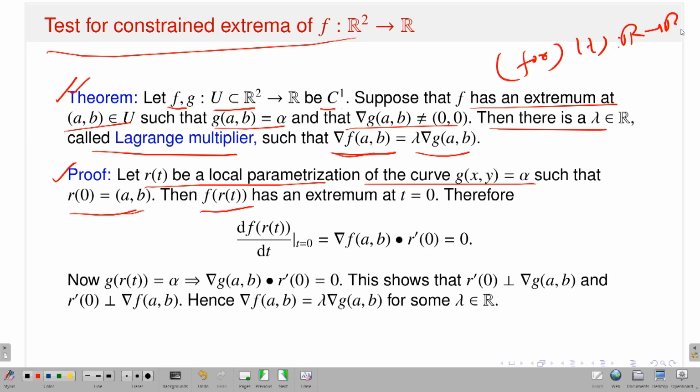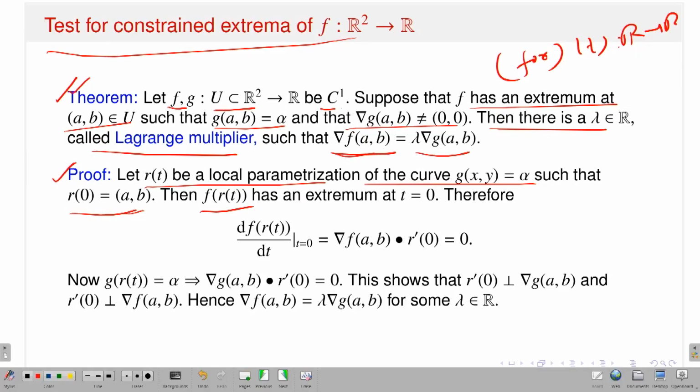f is given to be C1, and r is a local parameterization, which I can again think of as a C1 function. So the composition is again a very nice, differentiable function. In fact, the derivative is continuous. Since f has an extremum at the point (a, b) and r of 0 is (a, b), this composition function has an extremum at t equal to 0. So I have a new function f composed with r, a map from R to R, whose value at 0 is f of (a, b), and the hypothesis of the theorem says that f has an extremum at (a, b). So the composition f composed with r has an extremum at t equal to 0.